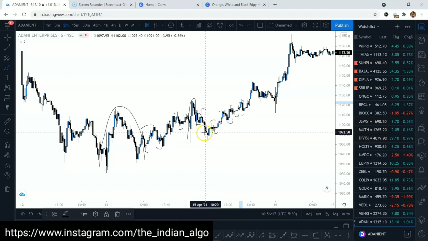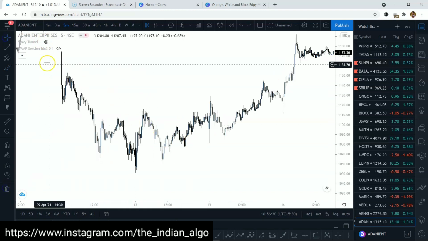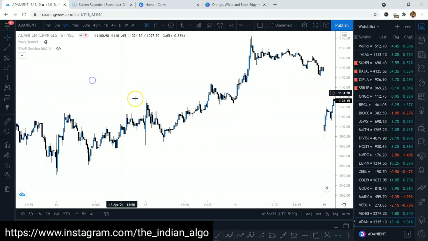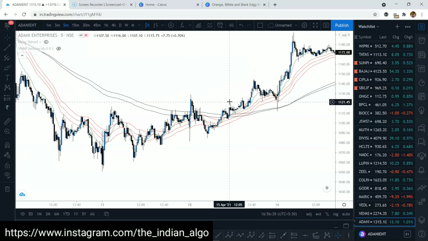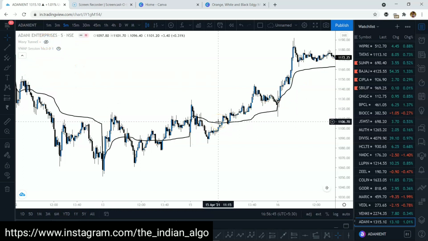Again, if I was there, I would probably enter somewhere here if this is taking support on the black EMAs. Let's see if we have any black EMA support or not. Or probably if the price breaks above the VWAP, I would definitely look to enter those trades as well. All right, so this is not taking support at the black EMAs, it goes higher. Let's see when the price goes above the VWAP.